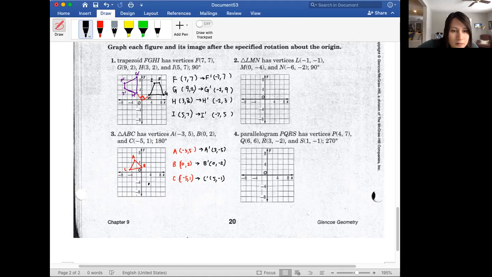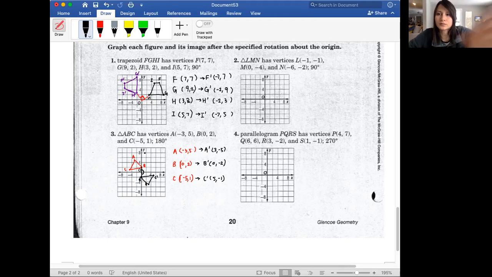Okay, so now I have 3, -5, 0, -2, and 5, -1. So when I look at this, if I connect my B to the point of origin and then the new point B to the point of origin, it is 180 degrees. If I connect C to the point of origin, and the new C to the point of origin, it will be 180 degrees. So pretty cool. All right, let's do number 4, PQRS.